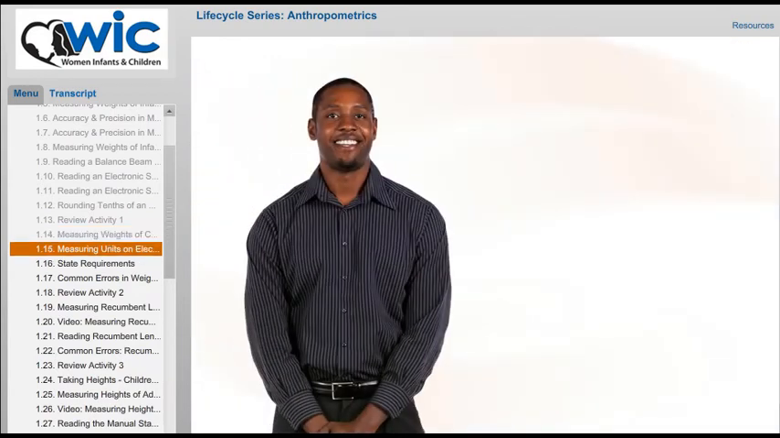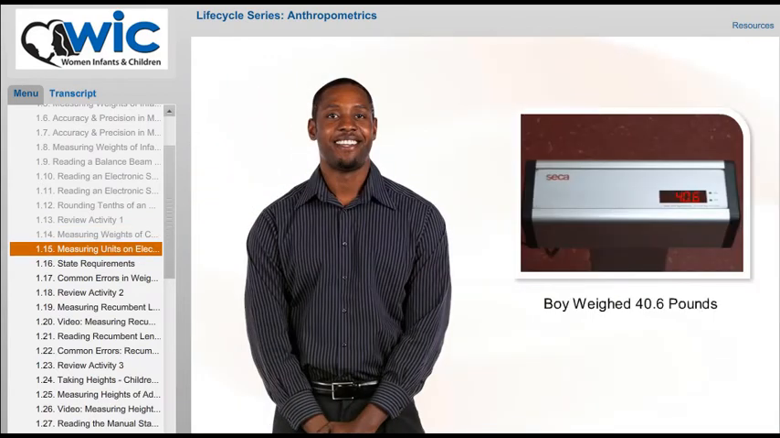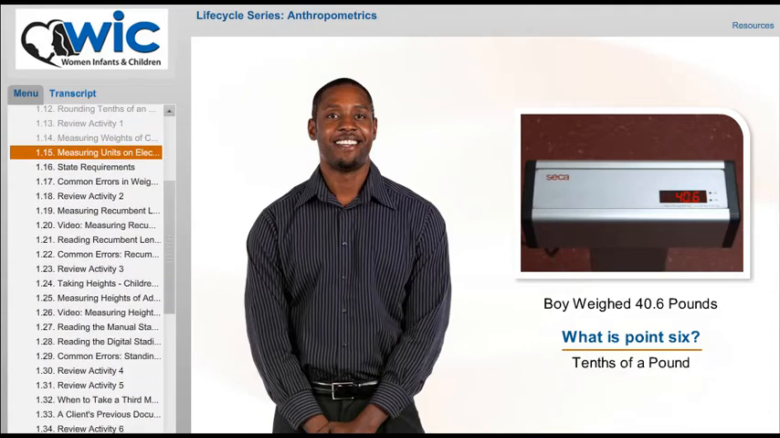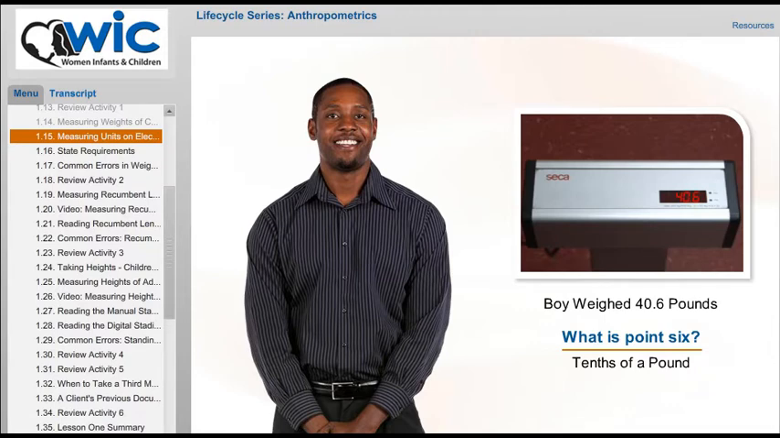As you saw in the video, the 4-year-old boy weighed 40.6 pounds. Okay, I get 40 pounds, but what about the 0.6? Great question. It's pounds and tenths of a pound. How would you have known? Well, that's where you'd ask someone at your clinic, like a supervisor or another WIC staff member.